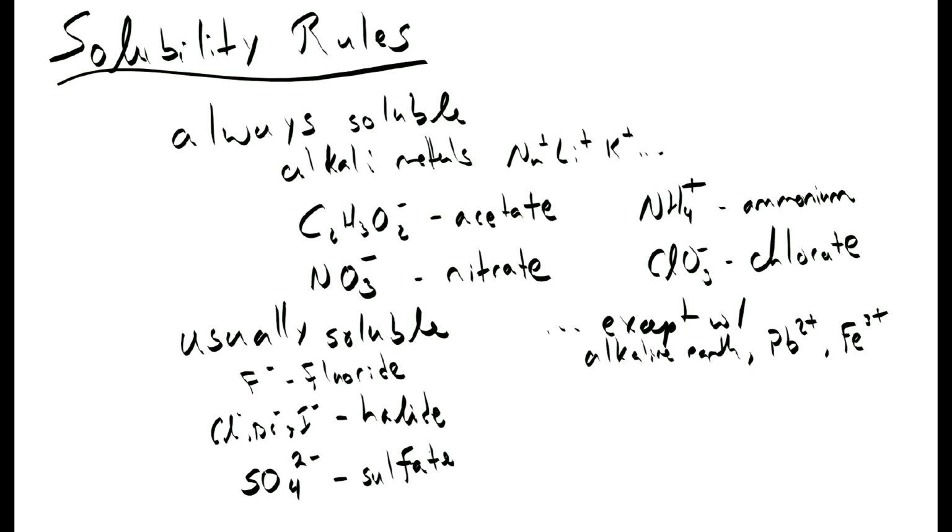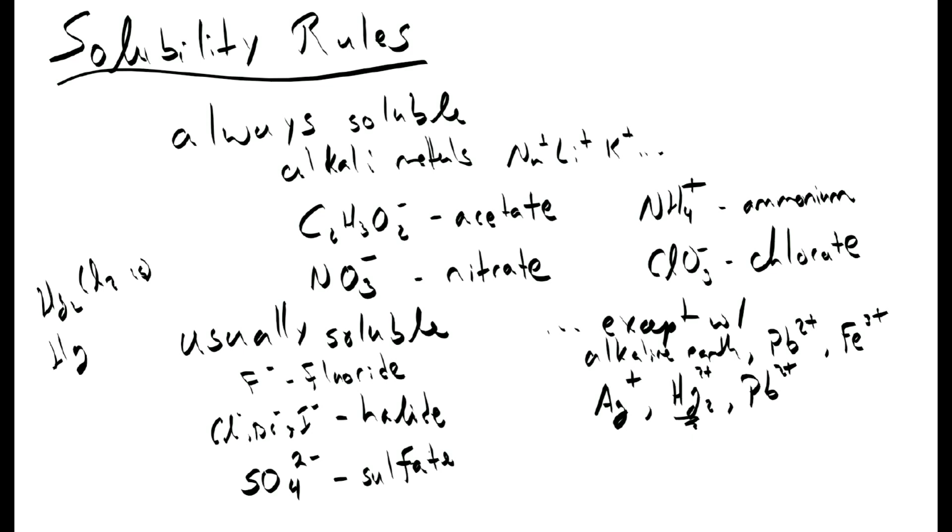Okay, now the halides, they will be soluble except with silver, mercury 1, and lead 2+. So yes, that is a polyatomic ion there, the Hg2 2+. For example, mercury 1 chloride would be insoluble, so that would be Hg2Cl2, it'd be a solid. But mercury 2 chloride, HgCl2, would be soluble. Okay? Just one of the quirks of the universe.